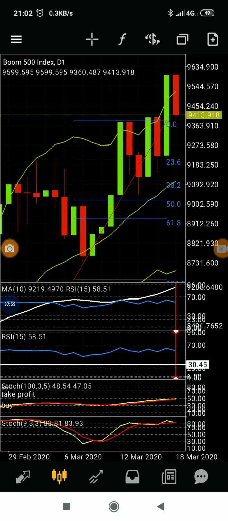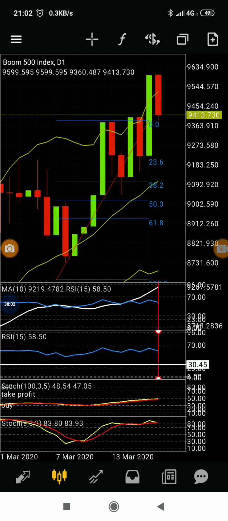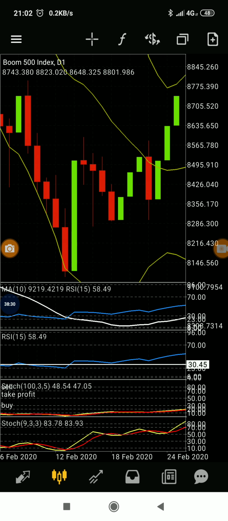Actually, this Boom 500 yesterday had a lot of manipulation, because I tried using Fibonacci, even to scalp it. Even when the Fibonacci was correct, the issue was that there was no proper price action to give us an indication. Okay, let me take you back here.